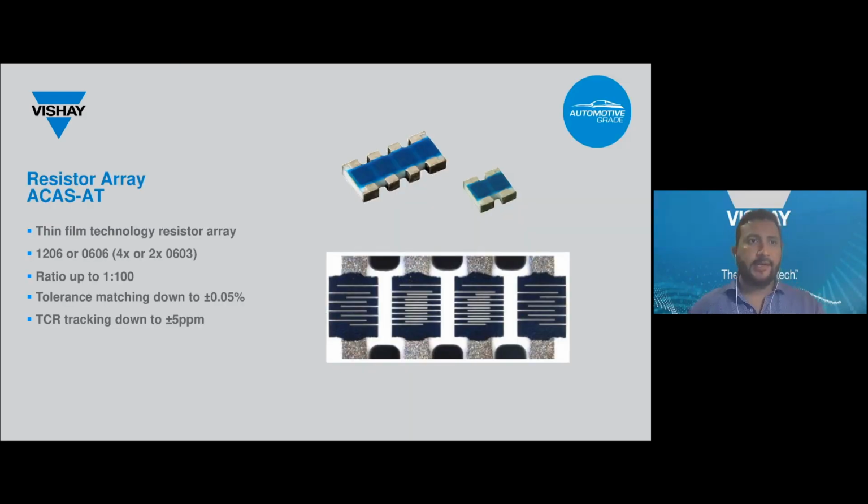And here it is. The thin film resistor array, ACAS, was selected. The array is available in either 2x or 4x configuration, and the resistances with up to a 1 to 100 ratio and matching tolerance down to 0.05. So like I said, very, very precise. In terms of temperature coefficient or TCR, you can get down to 5 ppm.